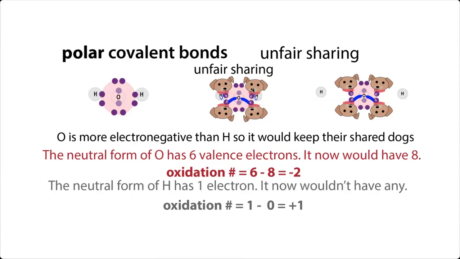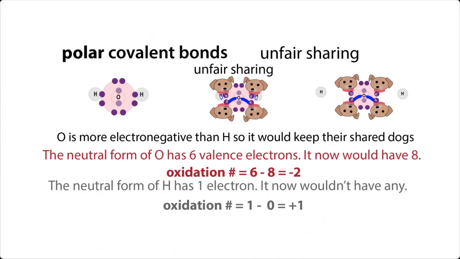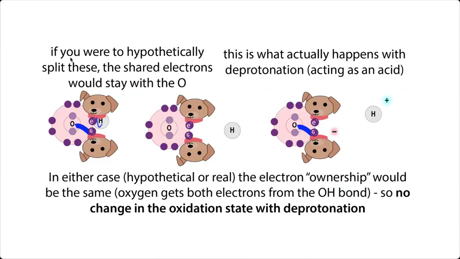What about the hydrogen? Well, the hydrogen before had 1 valence electron, and now it has 0. So 1 minus 0 is plus 1. And we've got 2 of those hydrogens, so we have 1 plus 1 minus 2, which is 0. So overall, the oxidation number of this molecule is 0, which is good because that's the charge of the molecule. So remember that check, where the sum of the oxidation numbers for all the atoms in a molecule should equal your formal charge. So that was a polar covalent bond. Now let's look back at our example with our deprotonation.